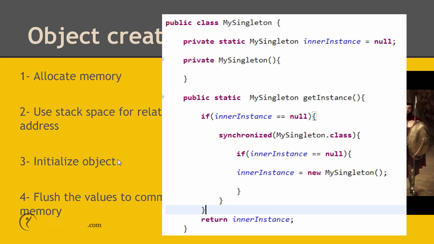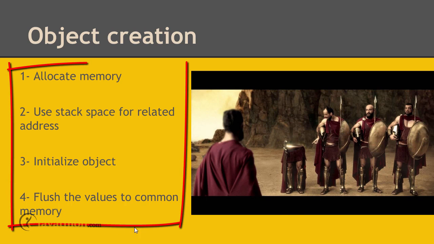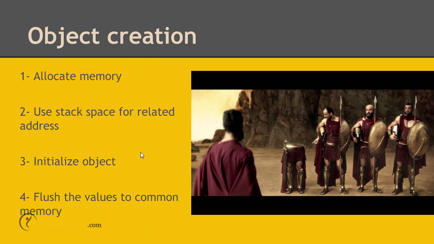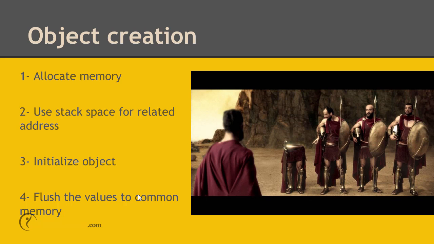So other threads may try to access this object before the whole object is populated, like here. Here we have the 300 Spartans, and if the whole Spartan is not initialized, he cannot be used properly. So this is a defect. So we may convert these 4 steps into an atomic operation. One thread must see the totally initialized object, or it must see a null value. There should be no other choice. We use the volatile keyword for doing this.